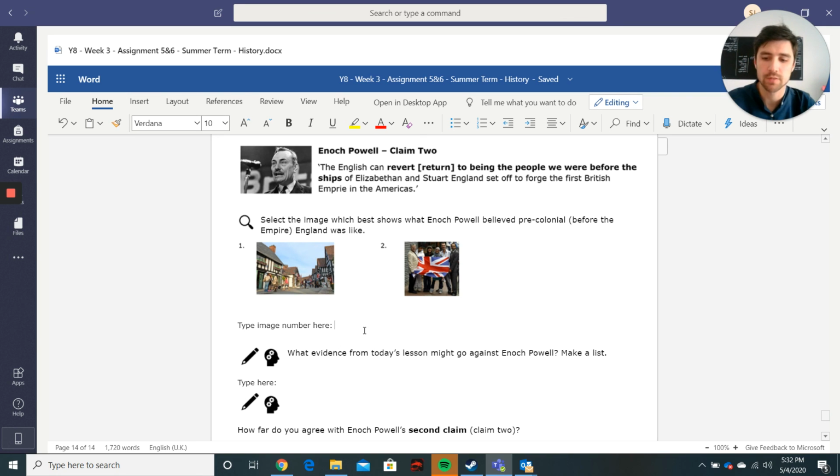Okay, hopefully you should have typed the number 1. But our question, of course, is this true? Well, clearly we haven't explored different ethnicities yet. We've not necessarily seen any people of Asian or African origin in our research into migrants. So maybe haven't covered off that question. But Enoch Powell, his claim was that people were British. They were Anglo-Saxons exclusively. Is that true based on what we've done today? What evidence might go against Enoch Powell?